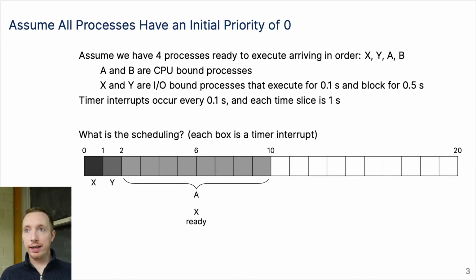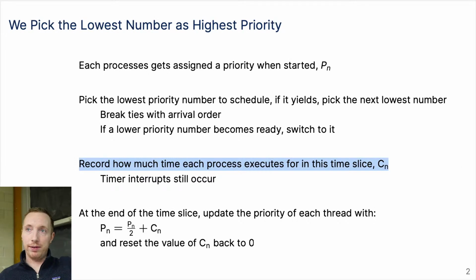So A executes, and when X becomes ready we don't switch to it, because it has the same priority as what is currently executing. We just keep on merrily executing process A until the end of the time slice. Each time slice in this case, based off the question, is 10 timer interrupts. Everyone okay with that? At each time slice it recomputes the priorities, so we have to make a decision at the end of each time slice.